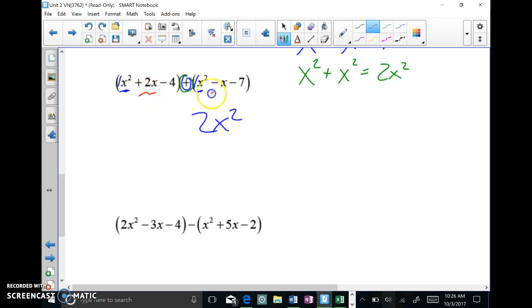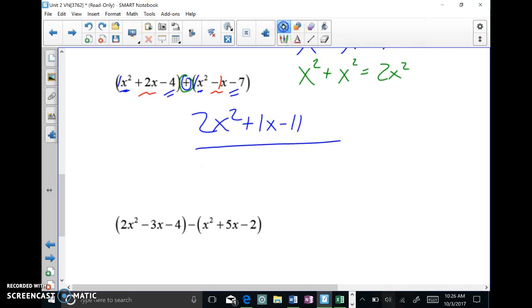Then let's see, all right, so we have 2x and negative x. That's like 2 and negative 1 is plus 1. So I'm going to keep the same color here and just do plus 1x. Remember that 1 there is optional. You could just do plus x if you want. And a negative 4, a negative 7 is negative 11. That's it. One more.